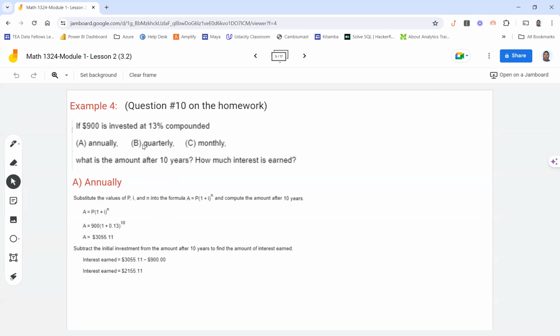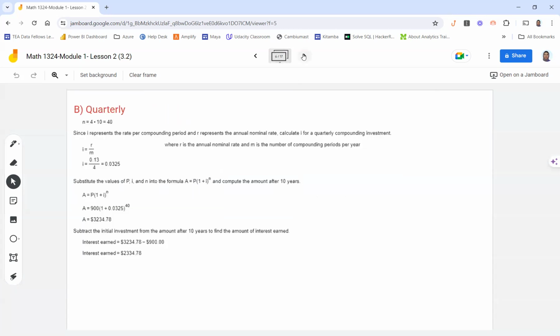When we look at case B, when the interest is quarterly, how is this going to change? So quarterly means M value is equal to 4. So because it's a 10 year period, your interest will be applied 40 times. So I is equal to R divided by M. So 0.13 divided by 4, this is what the rate is per each quarter.